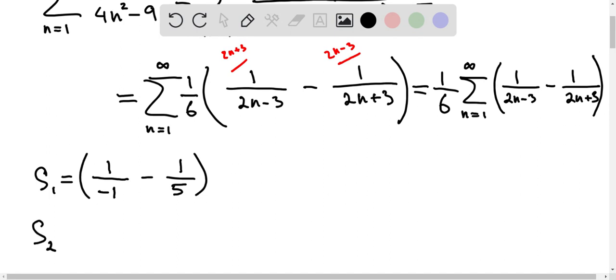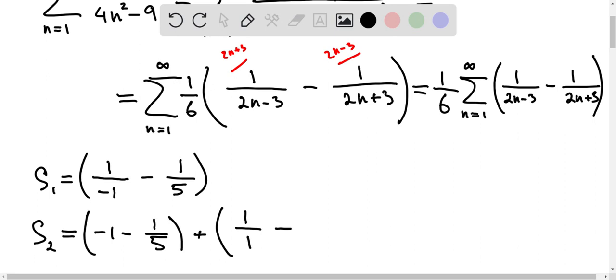Now S2 is going to be the sum of the first two terms. The first term is still minus 1 minus 1 over 5, plus the second term, which is going to be 1 over, 4 minus 3 is 1, minus, when we plug in 2, 1 over 4 plus 3, which is 1 over 7.